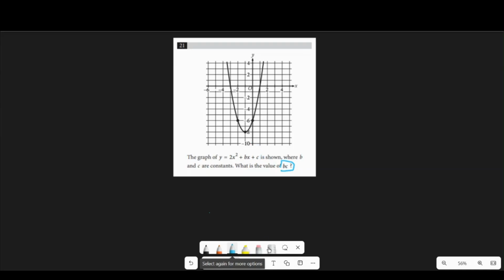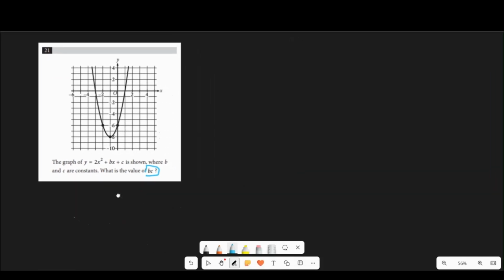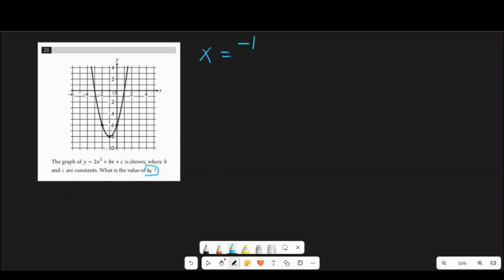So this one is kind of a difficult problem, but you really just need to know one formula in order to figure this one out, and if you have this formula, you will be able to solve this one no problem. So the formula is x equals minus b over 2a, right?